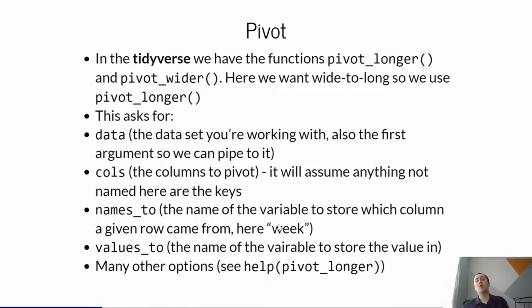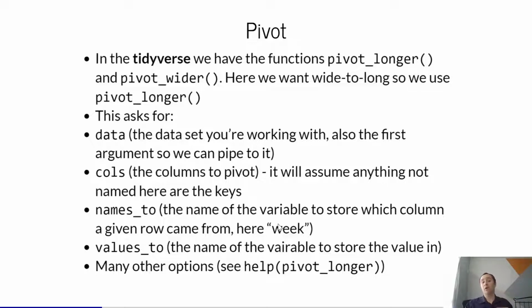So how can we perform a pivot? Well, in the Tidyverse, we have two big functions, pivot_longer and pivot_wider. These are relatively new functions, so if you just Google for how to pivot in R or Tidyverse, you might get other functions. I'd recommend using these instead. They're much nicer. So we're going to go from wide to long, so we're going to use pivot_longer to make the data longer. What it's going to ask for is a couple things.